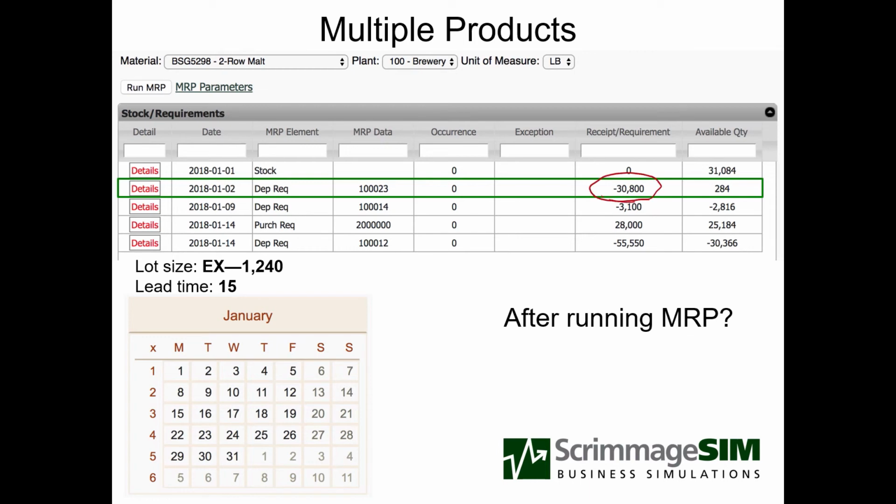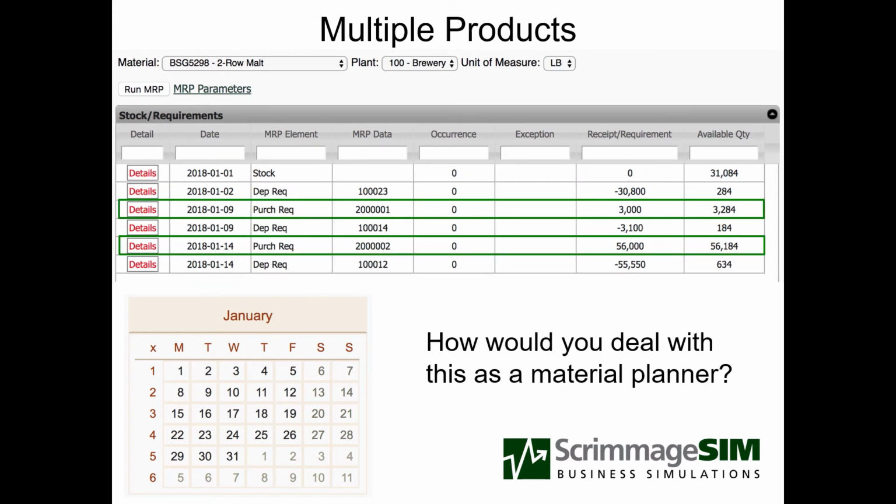January 2nd, which brings our inventory much lower, so that the dependent requirement for 3,100 pounds, which comes from the production of Crystal 60L, now creates a negative inventory level. After running MRP, we now get 2 purchase requisitions. One purchase requisition for 3,000 pounds is on the 9th, and another purchase requisition for 56,000 is on the 14th.